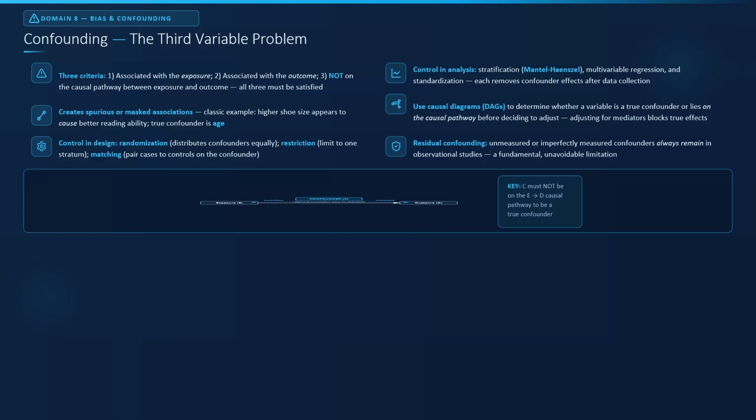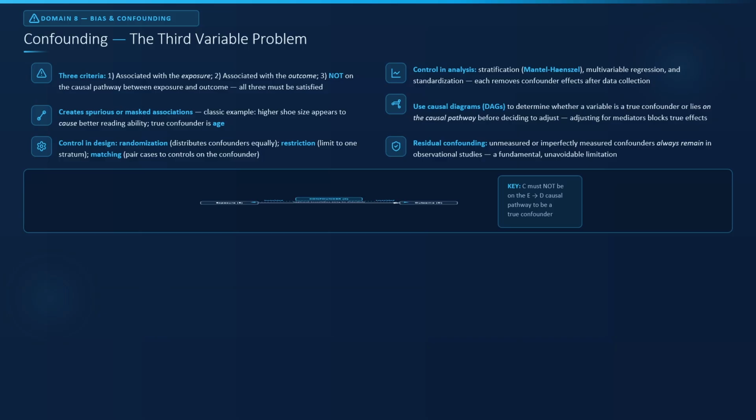Your second shot is in the analysis, after the data is already in hand. Stratification, the Mantel-Haenszel approach, lets you look within levels of the confounder and then pool. Multivariable regression lets you adjust for several confounders at once. Standardization lets you compare populations with different underlying structures.